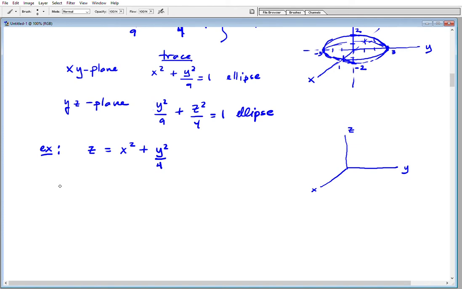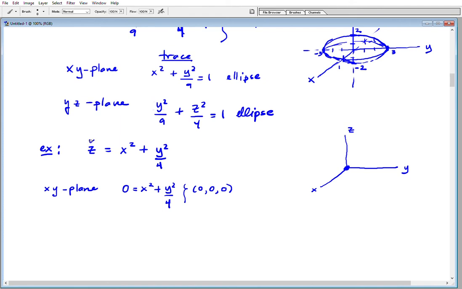Okay. So first of all, the xy plane. If we set z equal to 0, this is what we have. The only way this can be 0 is if x and y are both 0. So basically, x, y, and z are all 0. It's just a point.